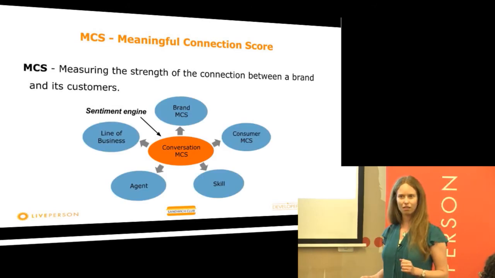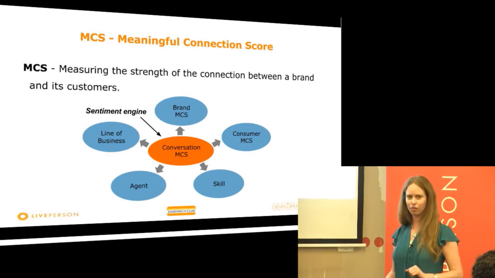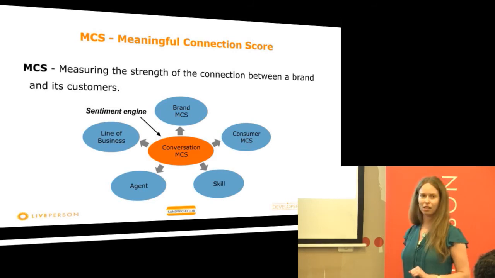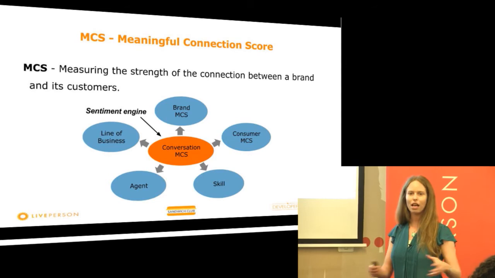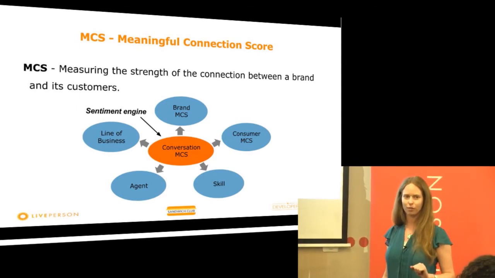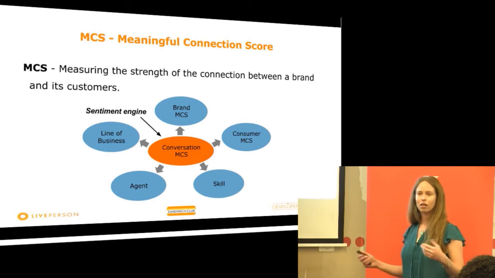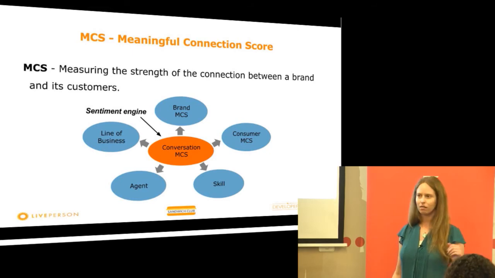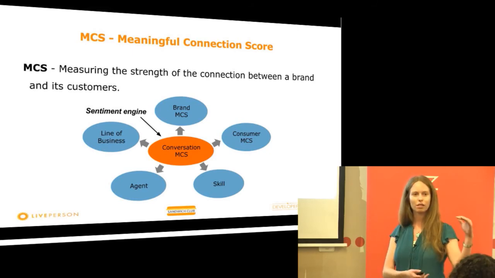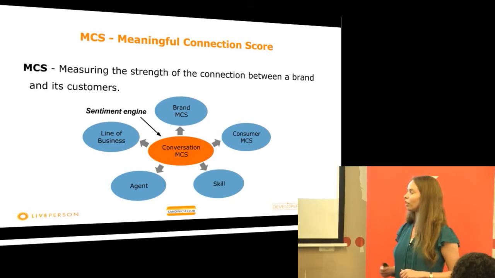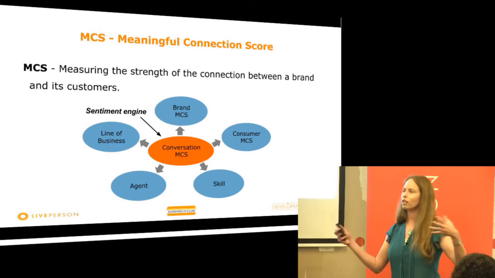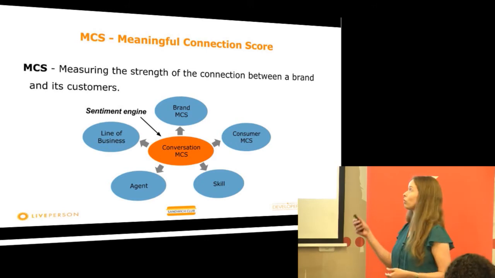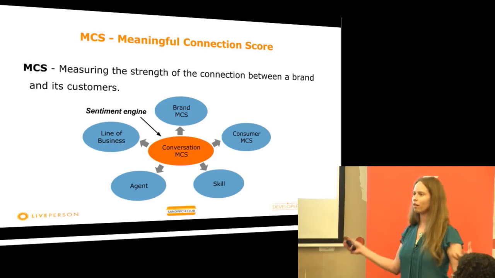One is the brand MCS, one number representing the strength of the connection between a brand and all its customers. Another one is consumer MCS. We take all conversations of a single consumer and combine the scores into one score for the consumer. Another example is MCS for skill. Skill is an attribute that our agents have. It can be, for example, sales or service, so we can calculate MCS for sales and MCS for service. Another example is agent MCS. We can calculate the MCS of each agent based on the conversations of this agent, and we have a method to rank the agents based on MCS.